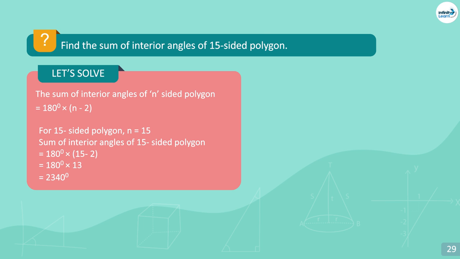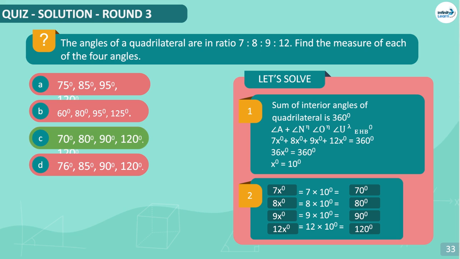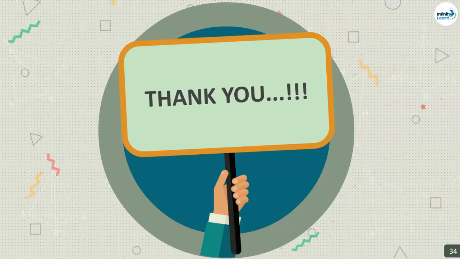Now, one question based on this. Find the sum of interior angles of a 15-sided polygon. We know that the sum of interior angles formula is 180 into n minus 2. Put 15 in place of n. 180 into 15 minus 2, that is 180 into 13, which is 2340. Clear? It was simple. Okay, so we have completed the revision.